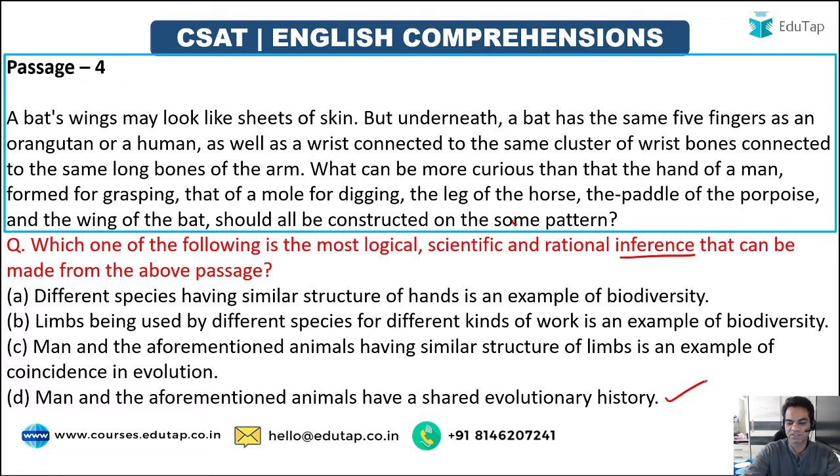If all these have the same structure, that means we evolved on the same pattern, right? So it's not biodiversity, that we are from the same species but belong to different classes. That is not true. The truth is man and these animals may have shared an evolutionary history. That is why we have a similar type of structure, and we have evolved that way. So that is the correct answer for this, guys.